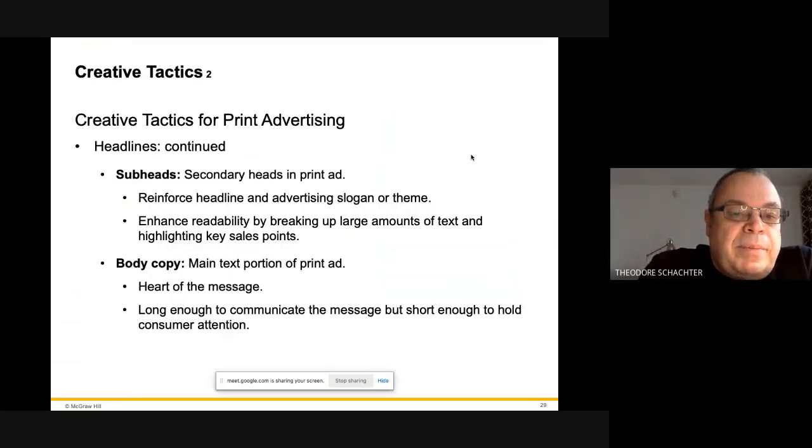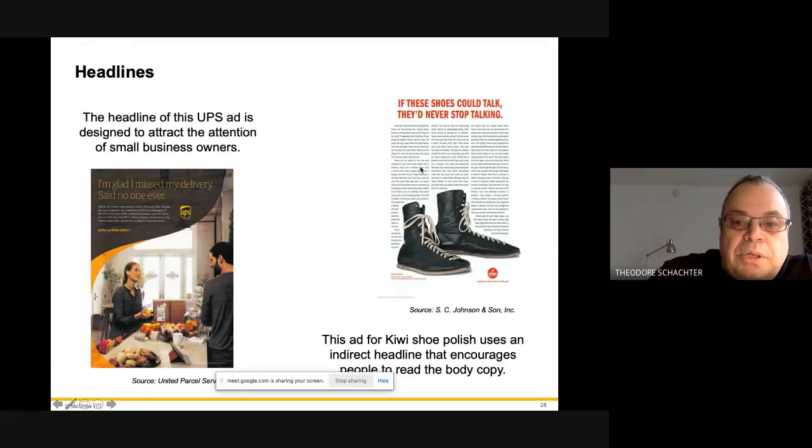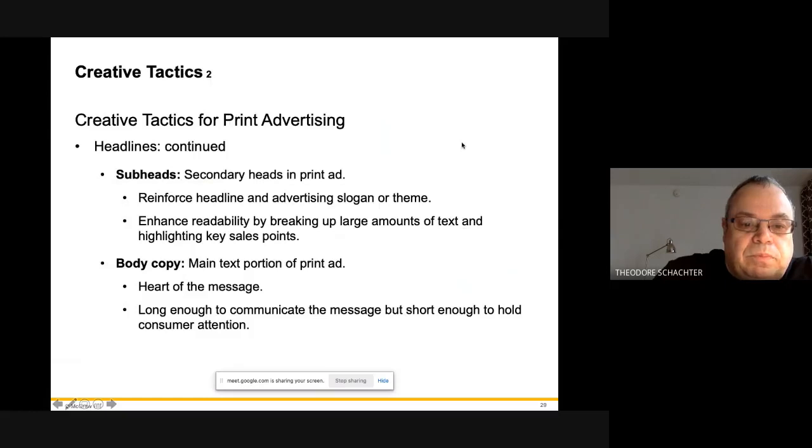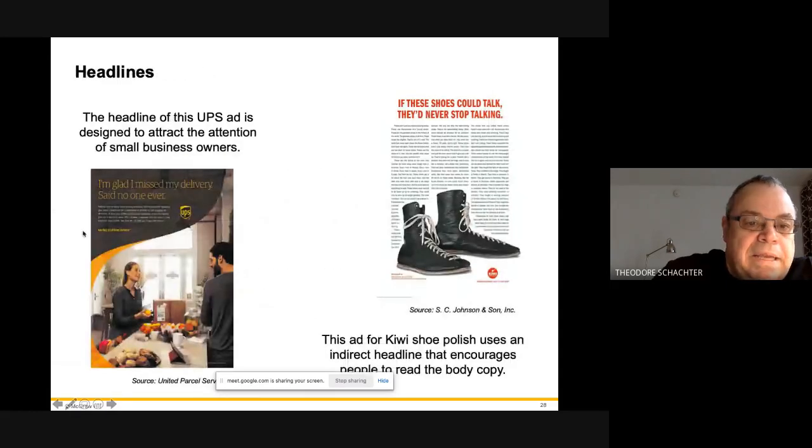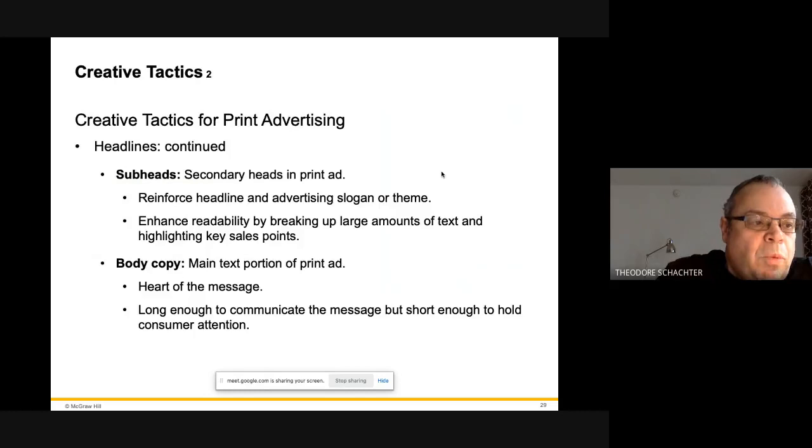And we mentioned subheadlines, also body copy. Body copy are these words. All the words that are not in the headline or the slogan are in the body of the ad. And that's called body copy. We have a copywriting class here you'll be required to take, AC231, which is all about writing this stuff.